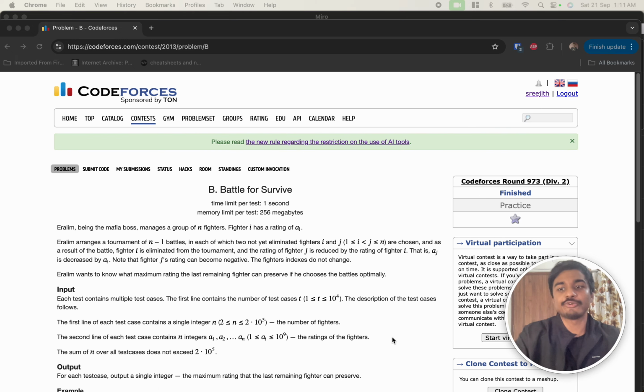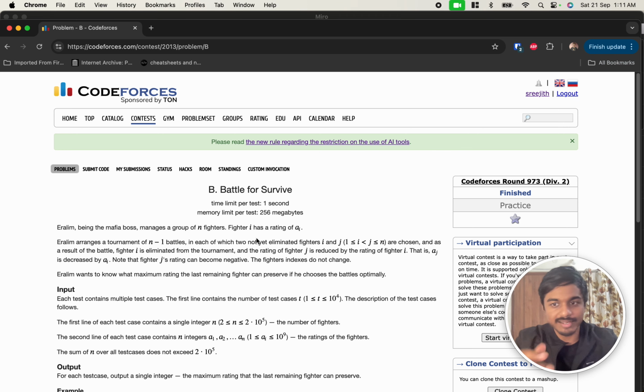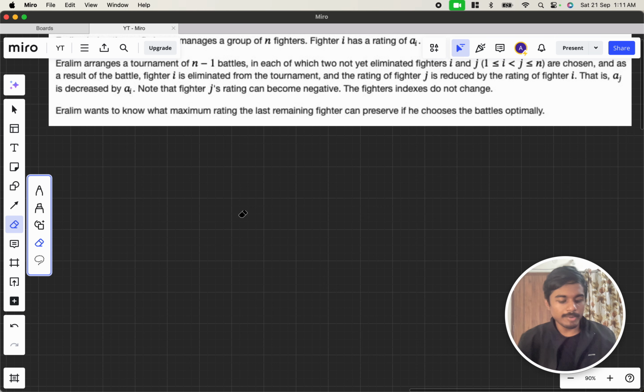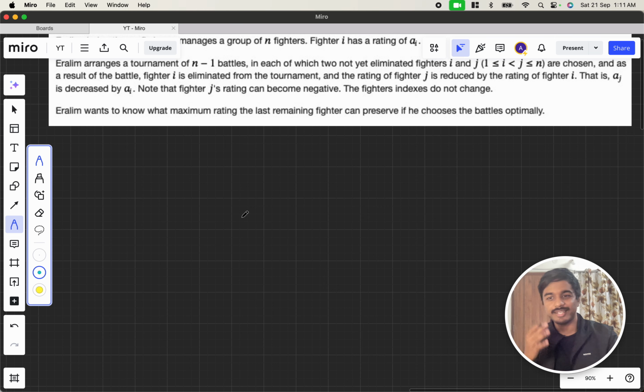This is Codeforces Round 973, and we're going to solve the second problem, Battle for Survival. So let's see what the problem states. And the problem is quite interesting.